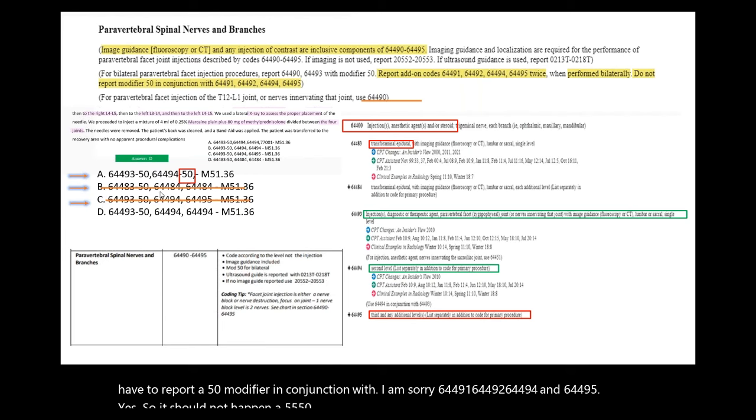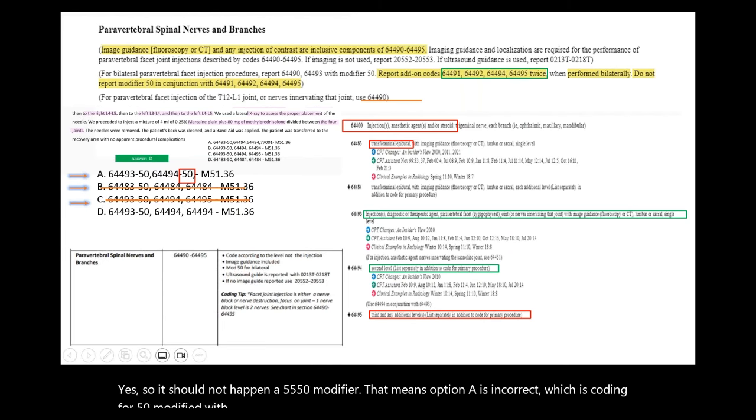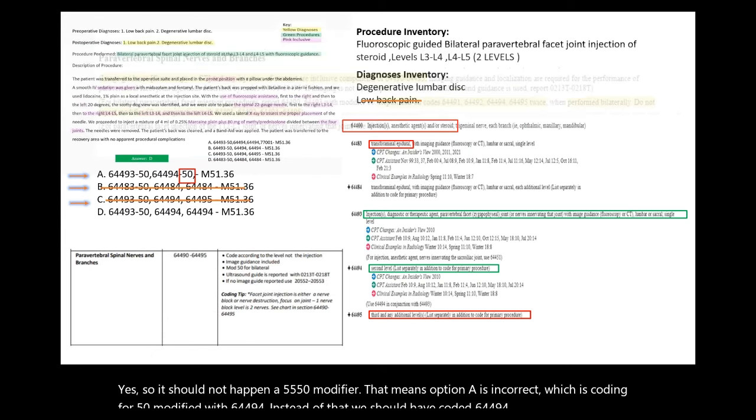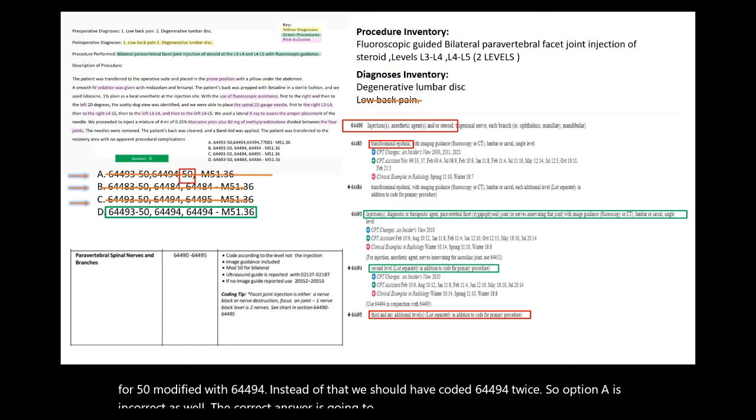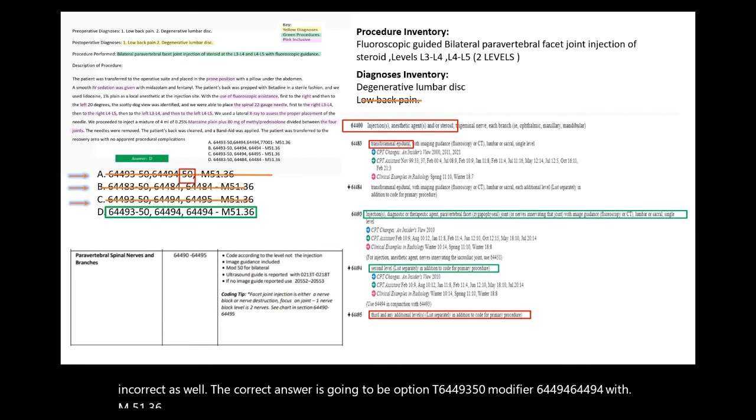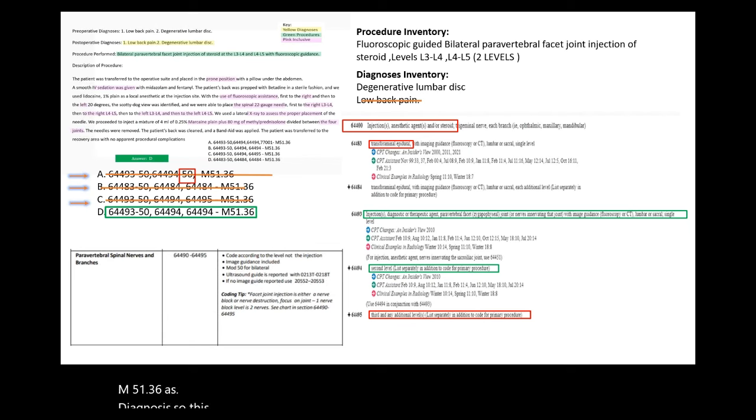That means option A is incorrect, which is coding a 50 modifier with 64494. Instead of that, we should have coded 64494 twice. So option A is incorrect as well. The correct answer is going to be option D, 64493 with a 50 modifier, 64494, 64494, with M51.36 as the diagnosis.